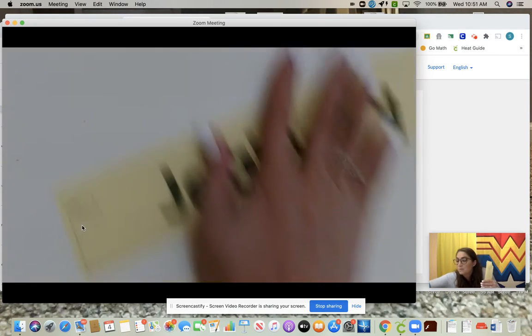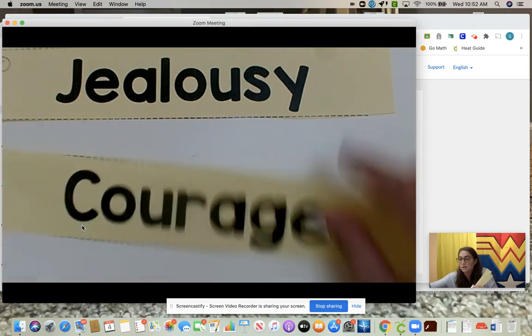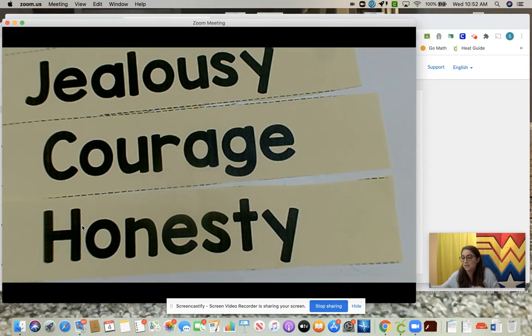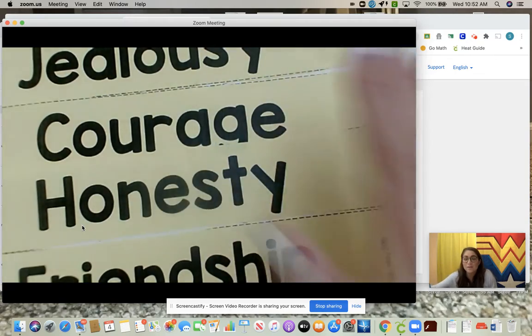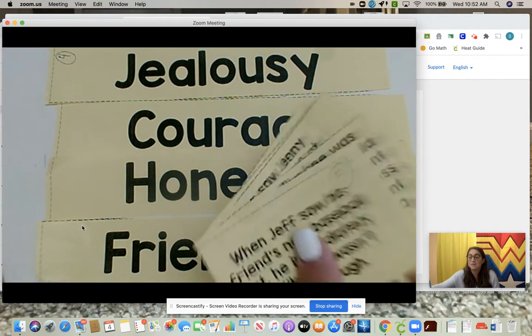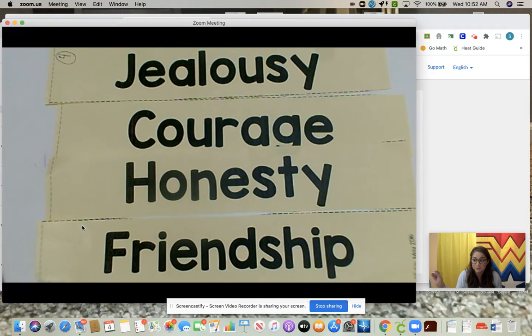Then we moved on to our theme from yesterday. So we have, and they're a little mixed up, jealousy, courage, honesty, and friendship. So theme, though, is what the author wants you to learn from the story. And an actual theme is a sentence, and you can apply it to your own life. So we used what happened in these cards to come up with full sentences for themes. So we'll do some at a time.